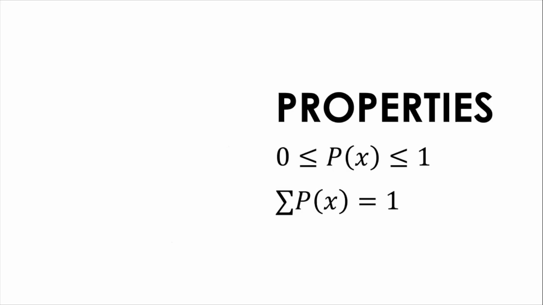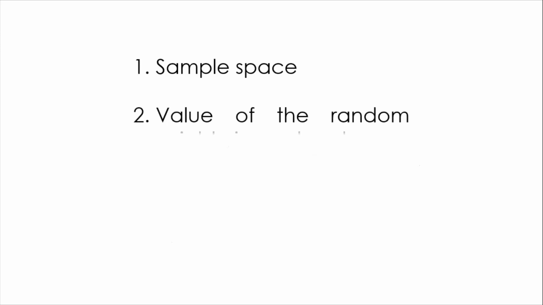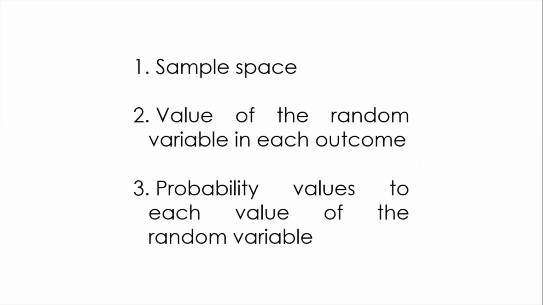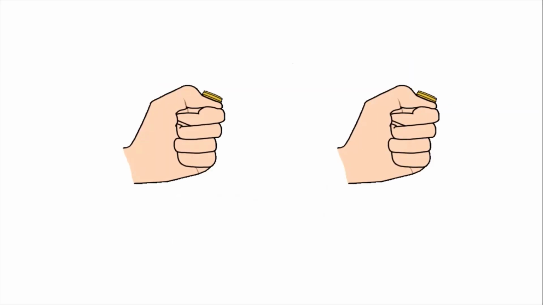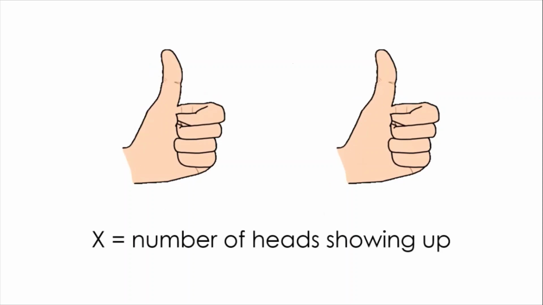In making a probability distribution, you have to determine three important things. First, being the sample space. Second is the value of the random variable in each outcome. And third, being the probability values of each value of the random variable. Consider tossing two coins as an example. Suppose we are interested to find the probability distribution of the random variable X, which is the number of heads that show up.